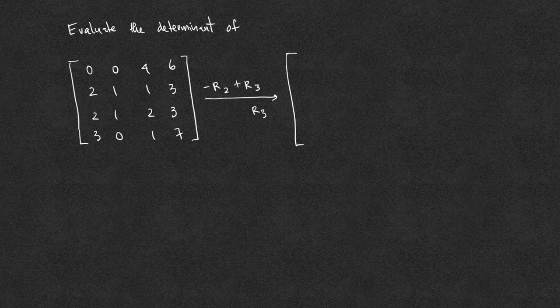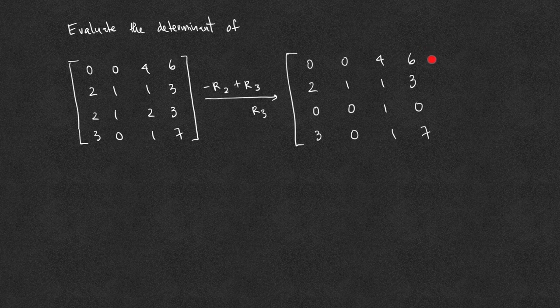Then this is 0, 0, 4, 6, 2, 1, 1, 3, and this is the same as taking row 3 minus row 2. 2 minus 2 is 0. 1 minus 1 is 0. 2 minus 1 is 1. And 3 minus 3 is 0. And we keep the last row, 3, 0, 1, 7.